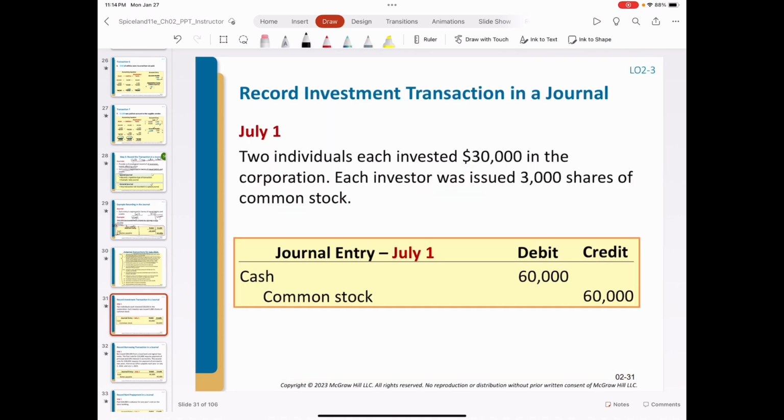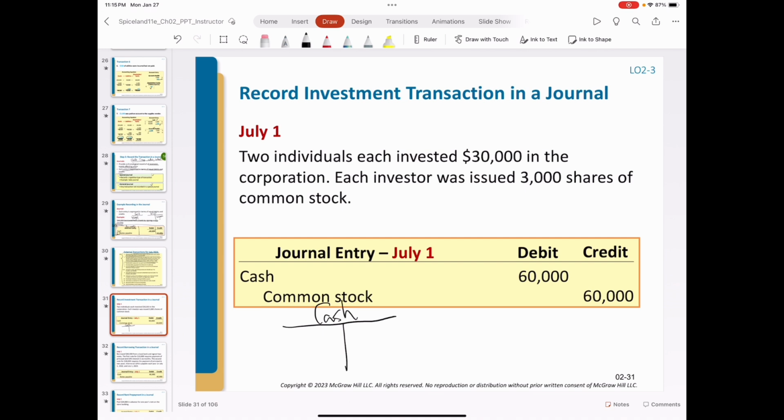On the first day of July, 2 individuals each invested $30,000 in the corporation. In exchange, each investor received 3,000 shares from their investments. And we know these are contributions by the investors, the owners. The corporation received $60,000 cash from the shareholders or the owners. The shareholders' claim increased by the same amount, $60,000.